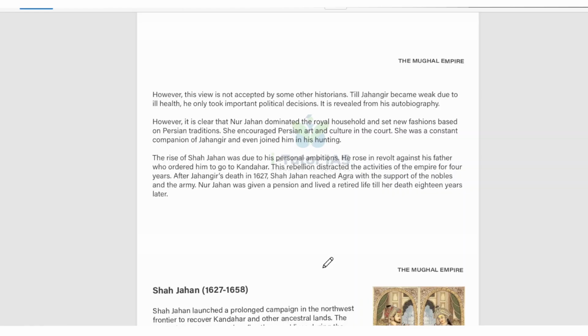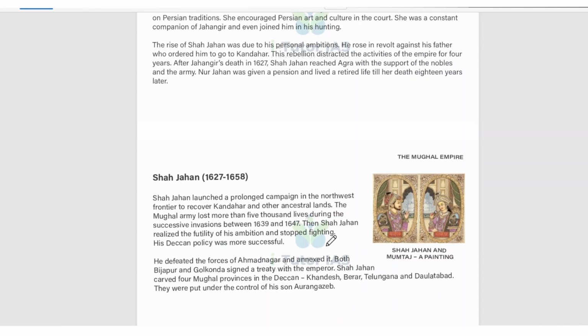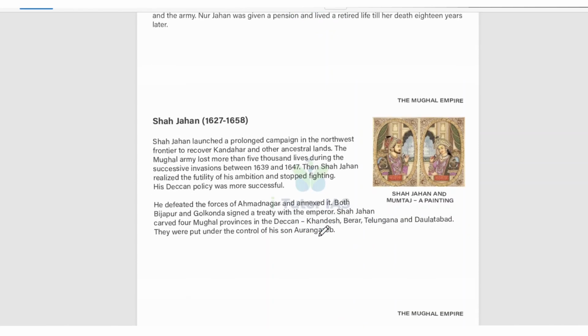After Jahangir's death in 1627, Shah Jahan reached Agra with the support of the nobles and the army. Noor Jahan was given a pension and lived a retired life till her death 18 years later. So the next time period is Shah Jahan. Okay, so please remember this time period.